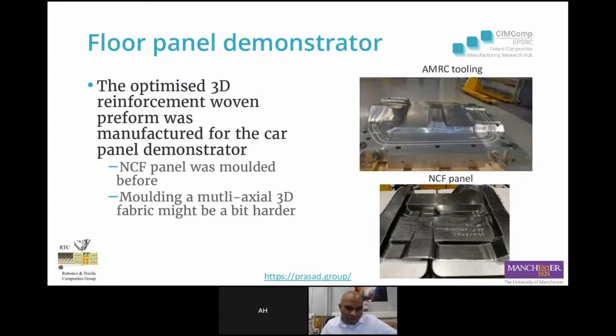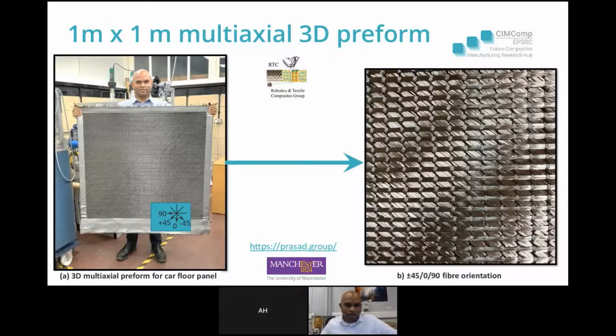As Mikhail showed earlier, this is the demonstrator we are working on in this project. This is a car floor panel with AMRC. We already made a 1 meter by 1 meter 3D multi-axial fabric. It's me holding the large multi-axial fabric we developed at Manchester. Using the current system, we can make up to 2 meter wide samples. We are looking for partners to develop a commercial 3D multi-axial robotic system.